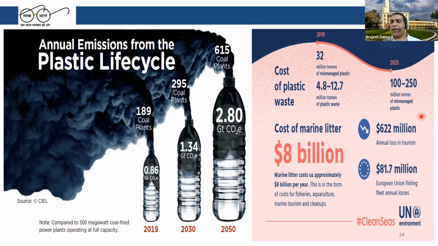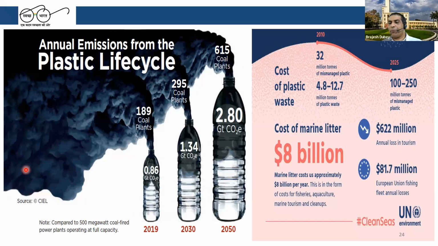So plastic waste is causing a lot of problems because in 2025, around 100 to 250 million tons of mismanaged plastic will be there. 600 million annual loss in tourism, 87 million European Union fishing fleet annual losses. Cost of marine litter is 8 billion.